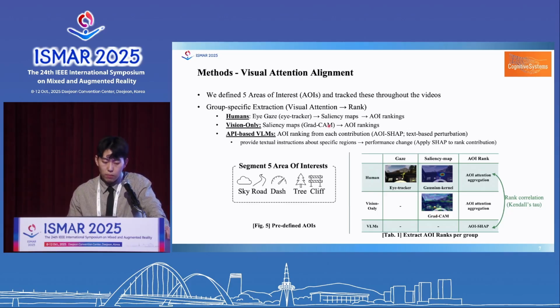And here is the tricky part. We use API-based vision language models, so we cannot access their internal weights. So we developed a new method called AOI SHAP. Due to the time limit, I can't go into the full details, but in short, we apply SHAP to quantify how much each region contributes to the predictions.